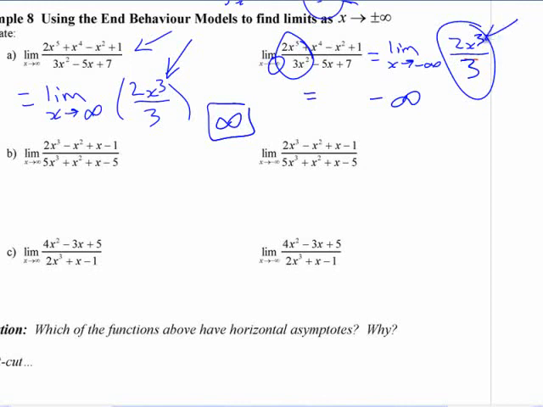If the x is left on top, when you think about 2 times infinity to the third, or negative infinity to the third, this is going to be negative infinity. Whereas when these are the same, think about what's going to happen there. And when the bottom one is bigger, think about what's going to happen.